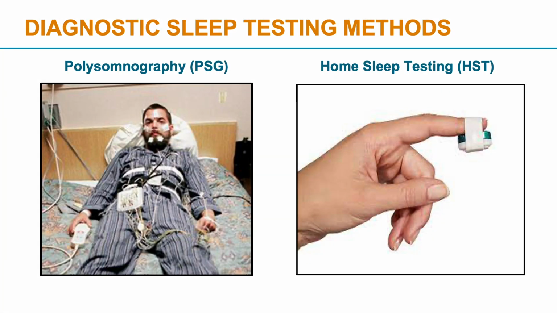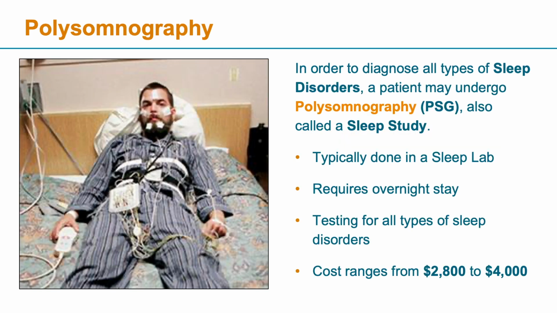To determine if you are at risk for obstructive sleep apnea, you will need to have a sleep test. The two forms of sleep testing are polysomnography, PSG, and a home sleep test, or HST. In order to diagnose all types of sleep disorders, a patient may undergo polysomnography, also called a sleep study. These are typically done in a sleep lab and require an overnight stay. Testing is done for all types of sleep disorders, and the costs range from $2,800 to $4,000.